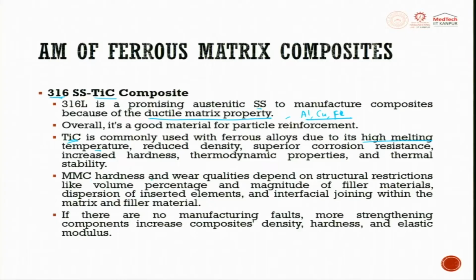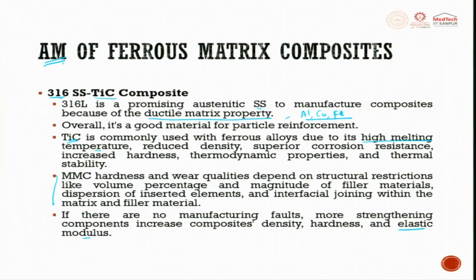Metal matrix composite hardness and wear qualities depend on structural restrictions like volume percentage and magnitude of filler material, dispersion of inserted elements and interfacial joining between the matrix and filler material. So, this all is going to be the advantage which metal matrix has. If there are no manufacturing faults, more strengthening component increases composite density, hardness and elastic modulus. So, this is also part of the metal matrix composite which is made through additive manufacturing.